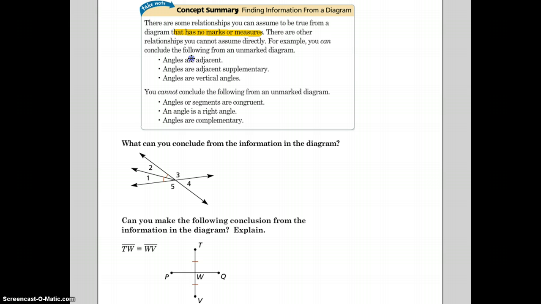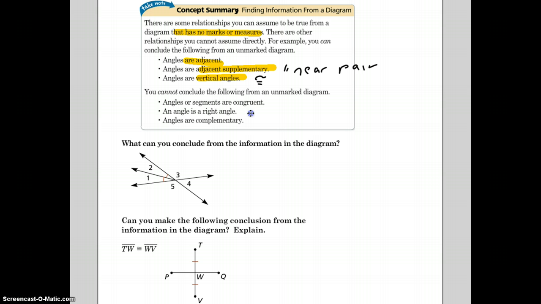So things we can figure out. We know that things are adjacent. We can find things that are adjacent and supplementary. That's going to be your linear pair. Or we could find things like vertical angles. Those don't have to be marked. You can just find them and know some things about them. From that, you should be able to know that they are congruent.